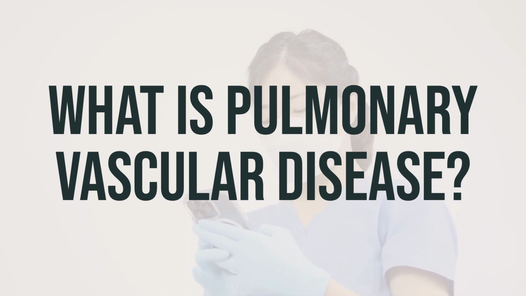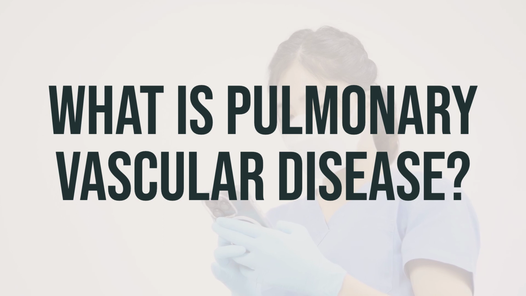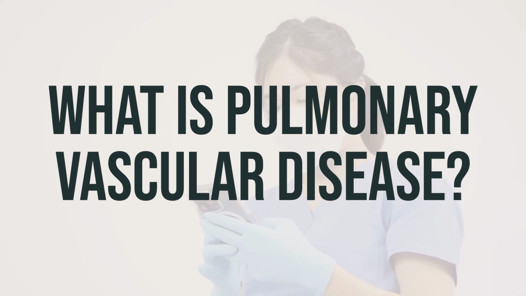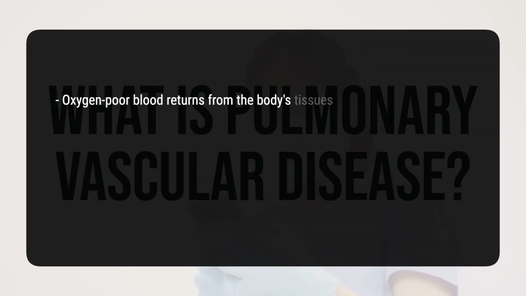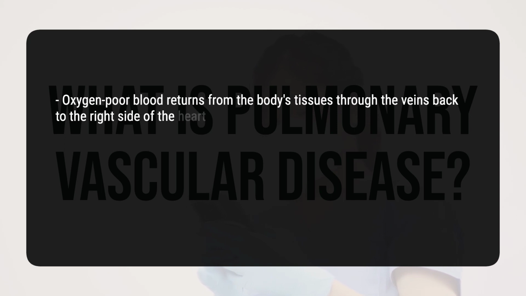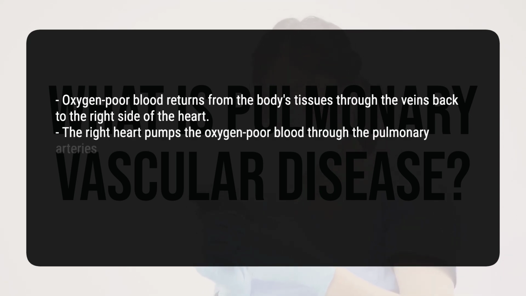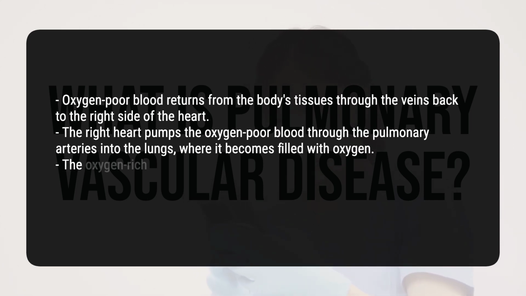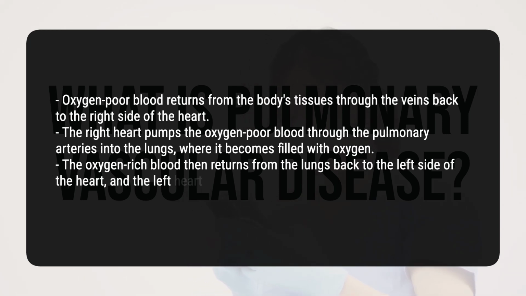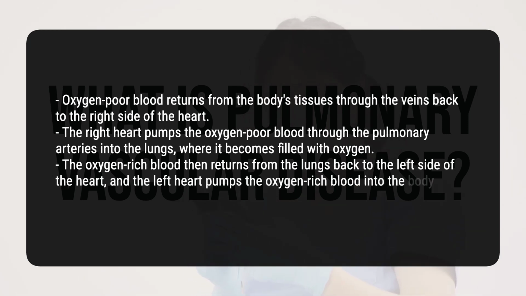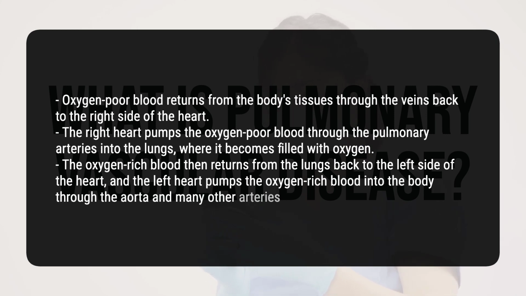The blood travels from the heart to the lungs and back again, constantly replenishing it with oxygen and releasing carbon dioxide. This process works like this. Oxygen-poor blood returns from the body's tissues through the veins back to the right side of the heart. The right heart pumps the oxygen-poor blood through the pulmonary arteries into the lungs, where it becomes filled with oxygen. The oxygen-rich blood then returns from the lungs back to the left side of the heart, and the left heart pumps the oxygen-rich blood into the body through the aorta and many other arteries.